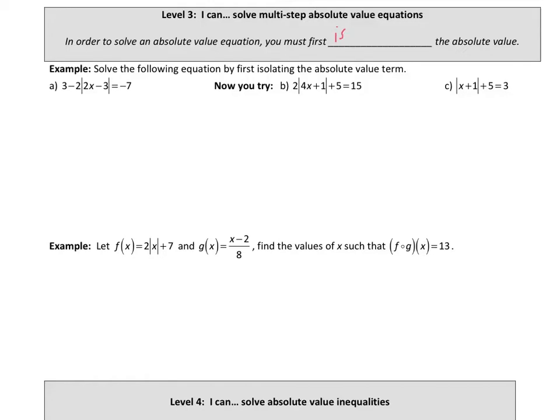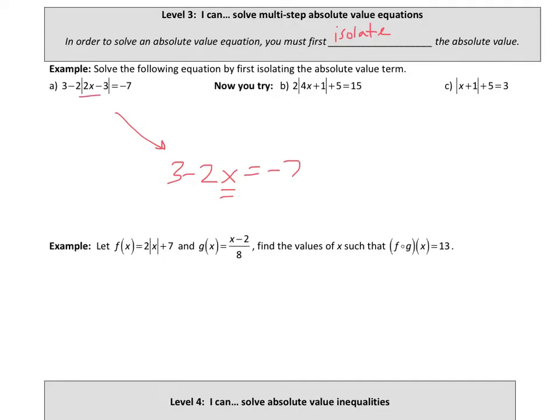So the first step is you've got to isolate the absolute value, which really means you just need to get the absolute value by itself. Now, if you look at letter A, 3 minus 2 absolute value of 2x minus 3 equals negative 7, looks really challenging. Like, how the heck am I going to do that? Here's how you want to think of it. Think of this as just like 3 minus 2x equals negative 7. You essentially want to get x by itself. Like, how would you solve for x? That's what you want to do to get the absolute value by itself.